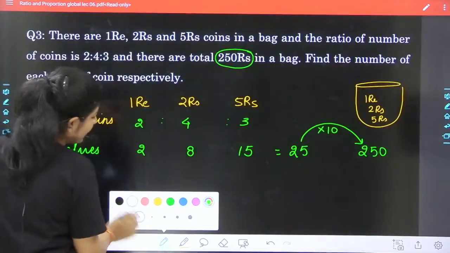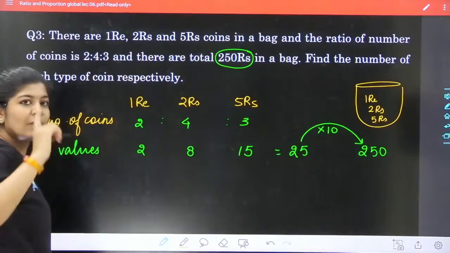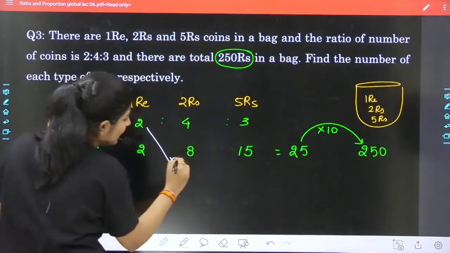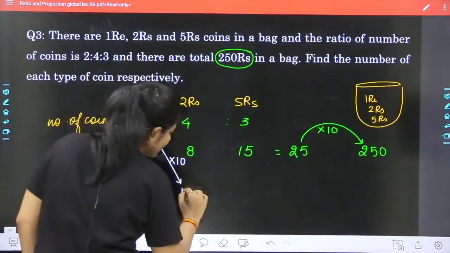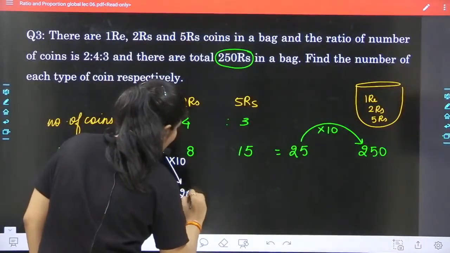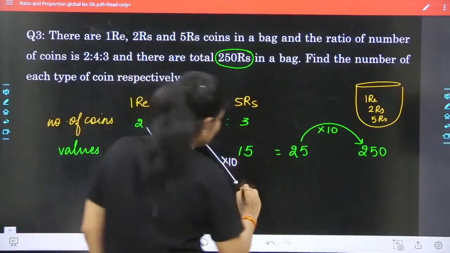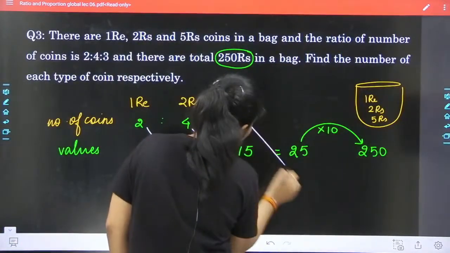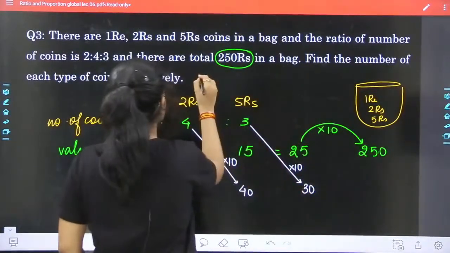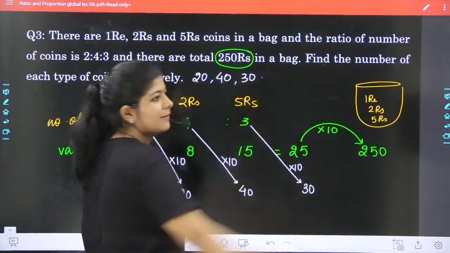I have to find out the number of each type of coin. Now, if the value of 1 is equal to 10, that means I have to multiply each value by 10 just to calculate my correct answer. So, the number of coins of 1 rupee is 20, 2 rupees is 40, and 5 rupees is 30.